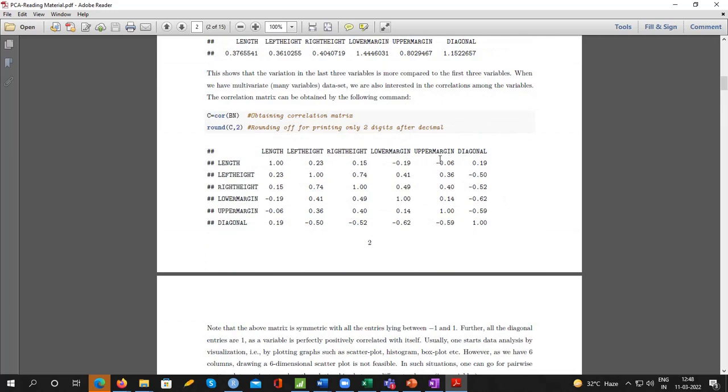So upper margin and lower margin, correlation between upper margin and lower margin. See, it is 0.14, very low. So the angle is close to 90 degrees. Then what did we say? Diagonal and lower margin, negative correlation, so the angle is obtuse. Minus 0.62, so the angle is obtuse.